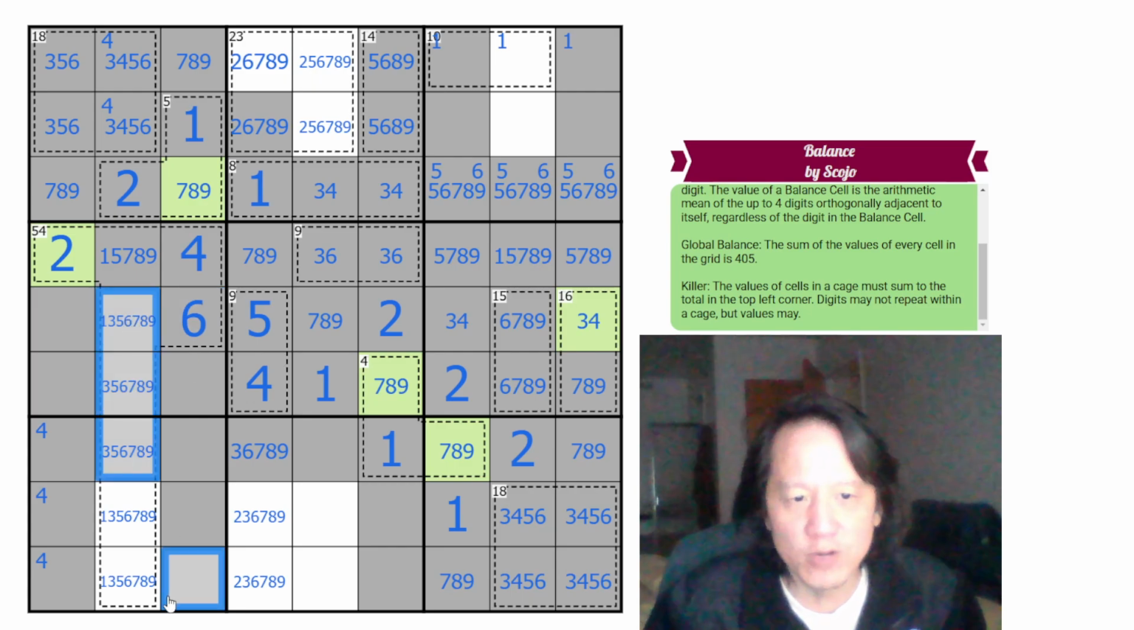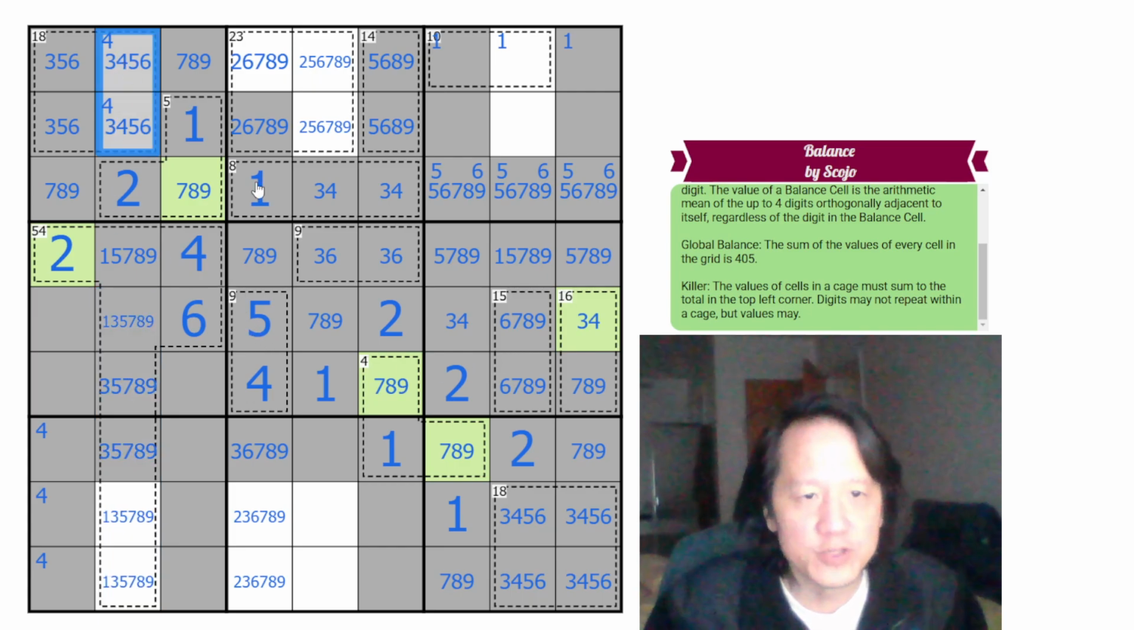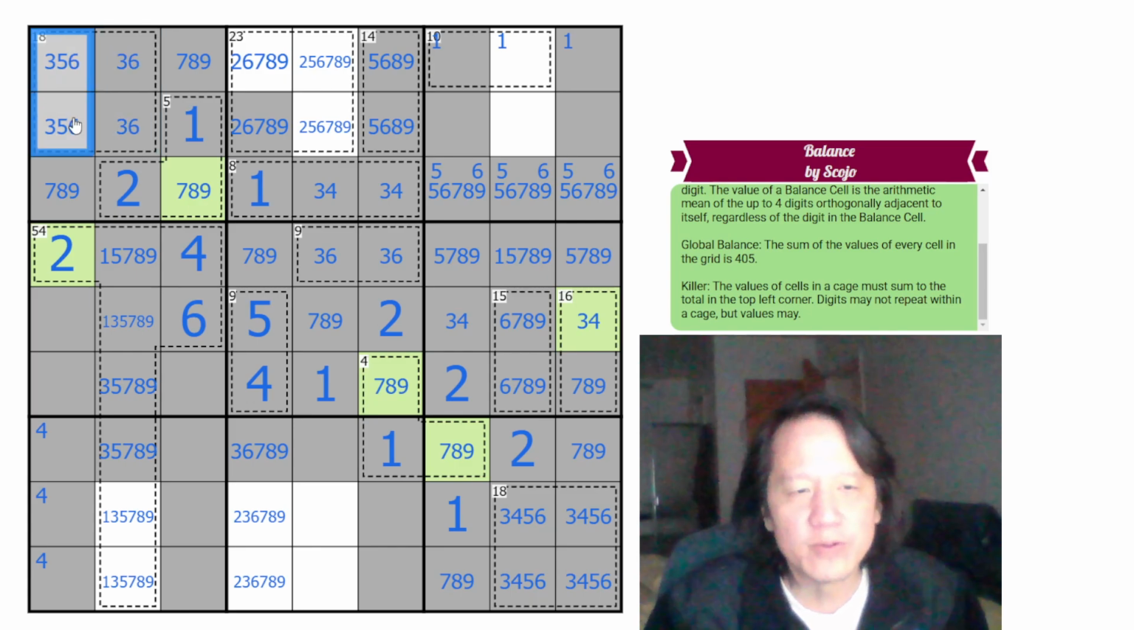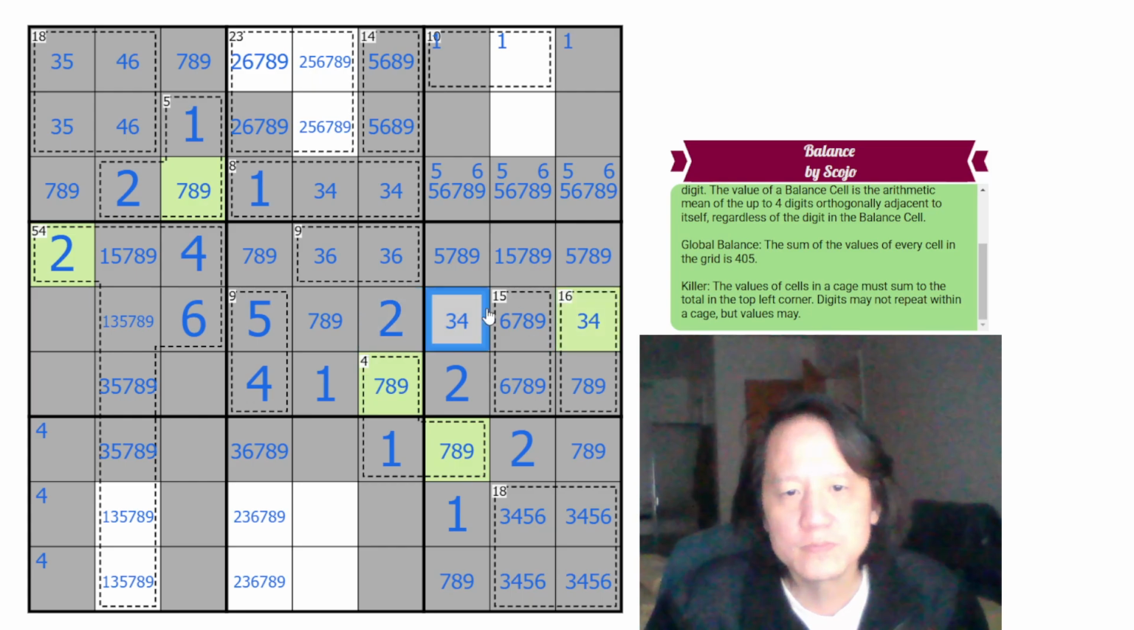Which means the rest of this cage cannot contain a 6. So therefore, this must be specifically 3 and 6. And we have 4 and 6. Which means we cannot have a 4 or 6 in the rest of the box. So therefore, this must be 3 and 5. So this is a 3 or 4. This is 6, 7, 8, 9.